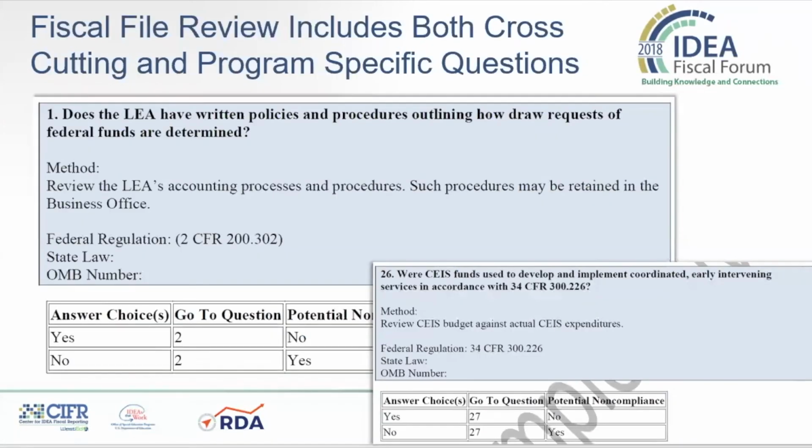The other thing that I really want to say is that while I'm going to be talking about our integrated accountability system, this does not replace the need for fiscal monitoring. Fiscal monitoring does still happen for all of our programs.